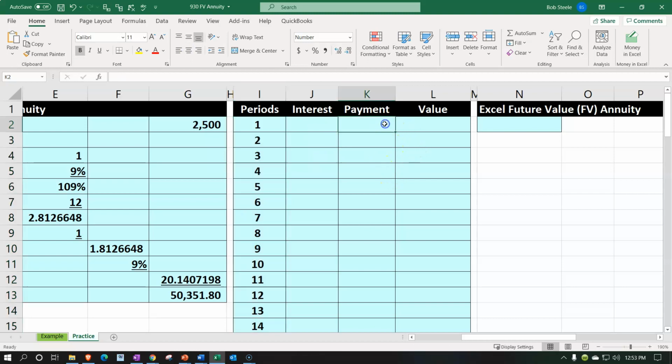And so let's do our calculations then. This is going to be the payment of the 2,500. That's going to be at the starting point. We're going to say it is the same 2,500. Then we'll calculate our interest on this.